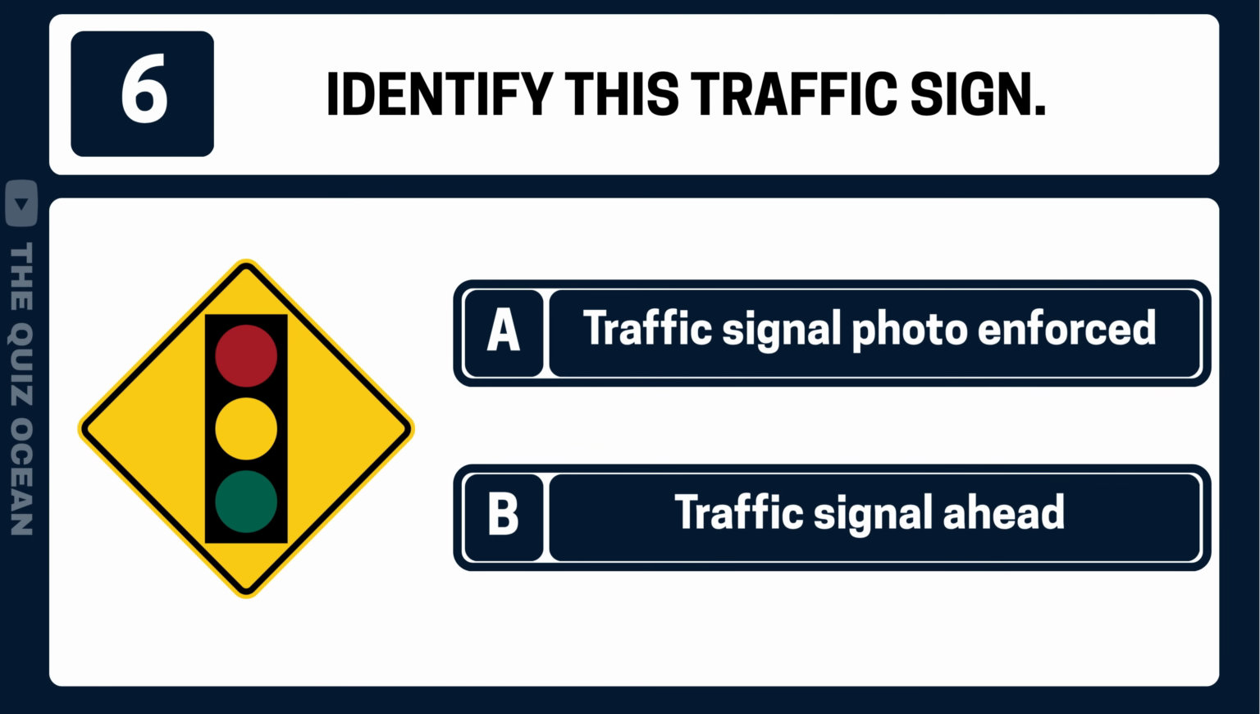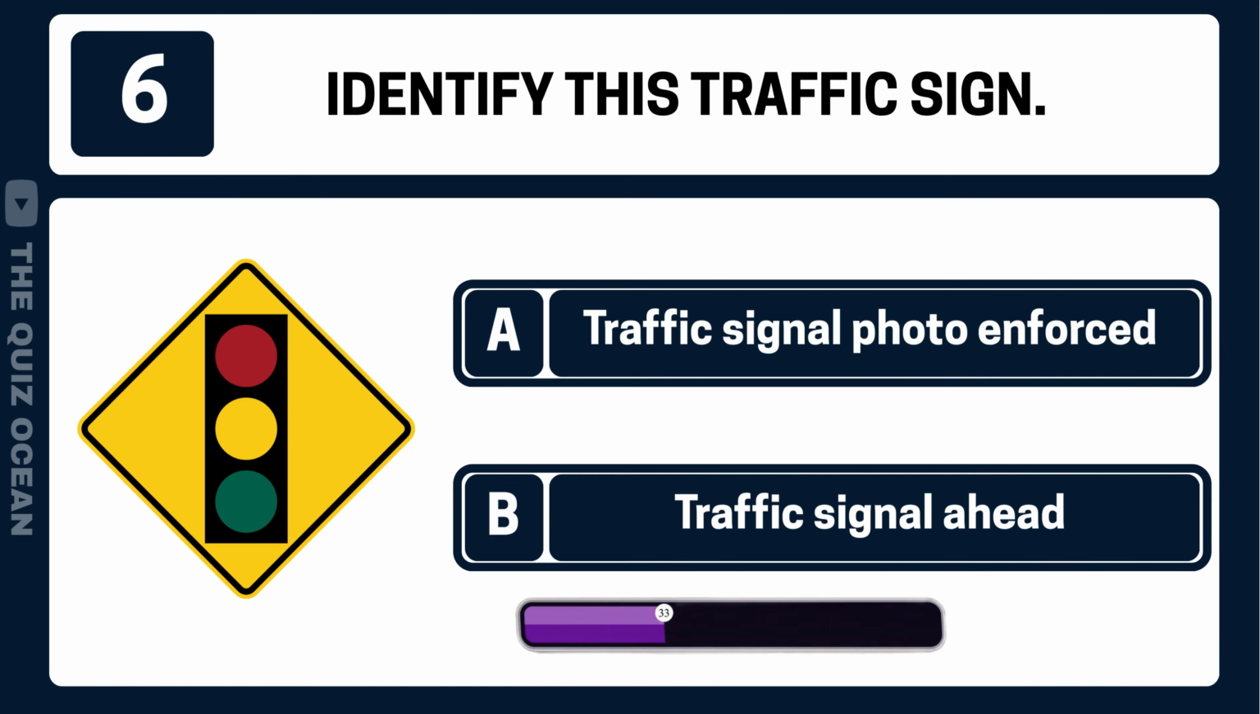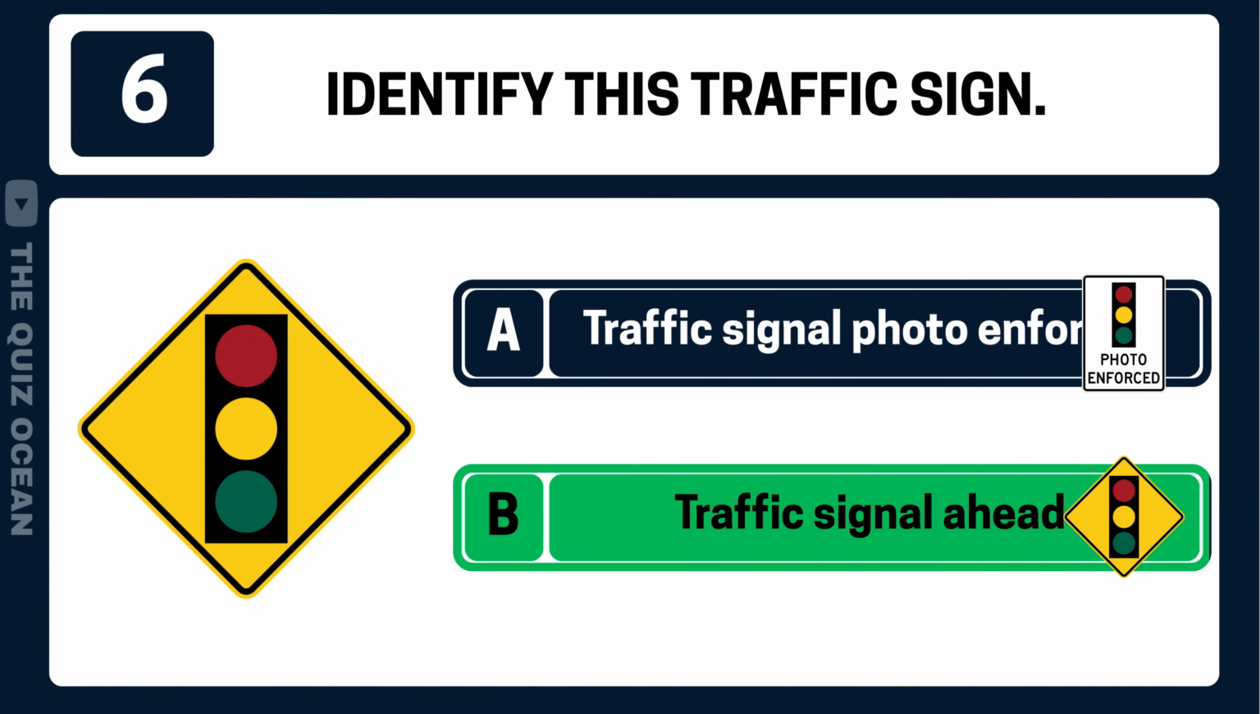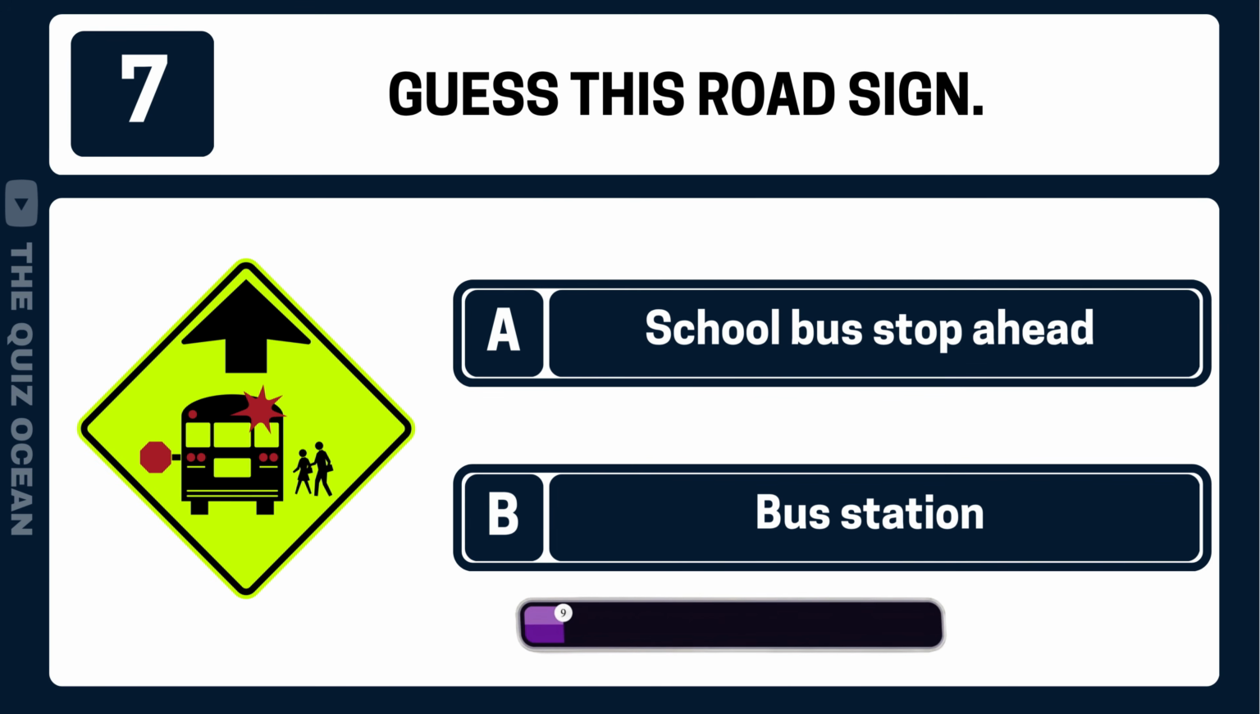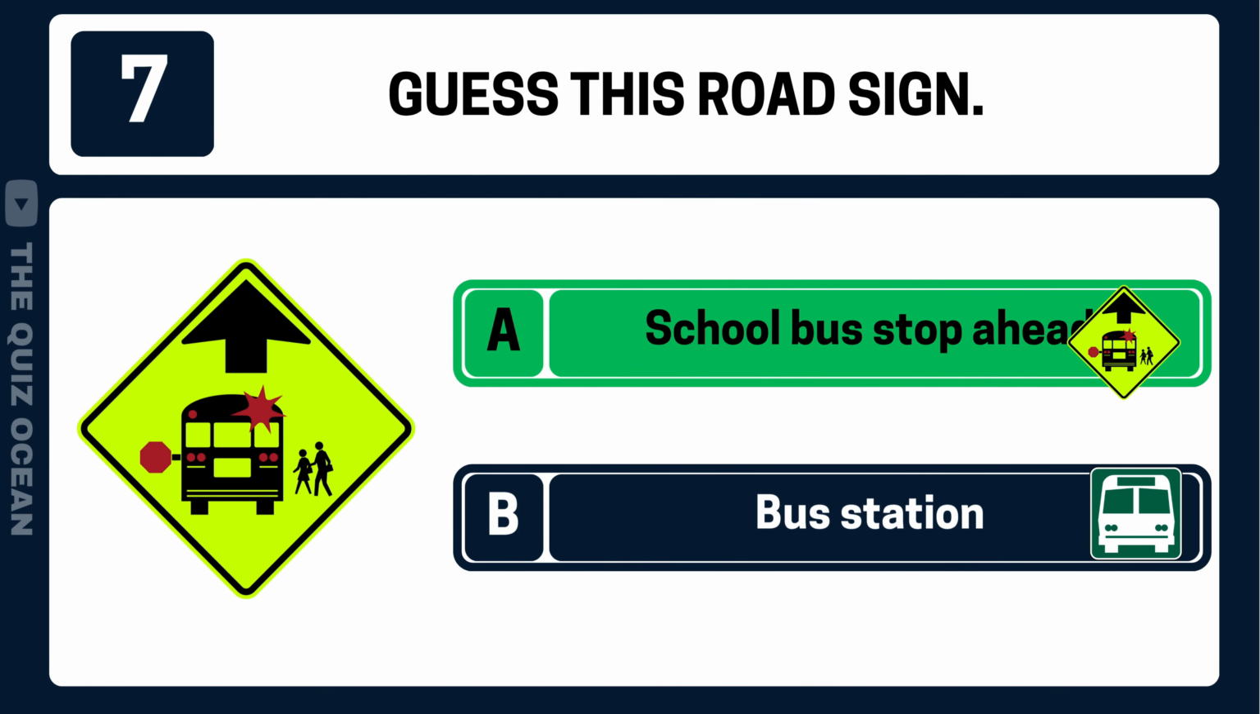Identify this traffic sign. A. Traffic signal photo enforced. B. Traffic signal ahead. Excellently. It is the traffic signal ahead sign. Guess this road sign. A. School bus stop ahead. B. Bus station. Right. It is the school bus stop ahead sign.